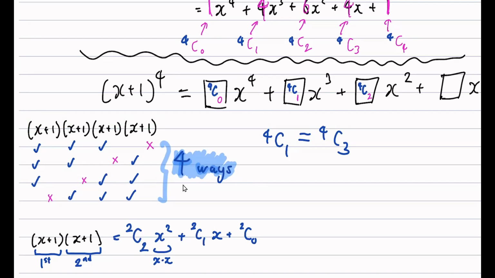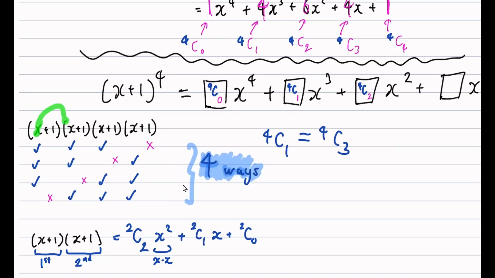By the way, these 4 ways, what I mean when I say pick, it means that I pick x. The first option means that I take x times x times x times 1. So this one will give me x cubed. Then the next one, I take x times 1 times x. This one will also give me x cubed.